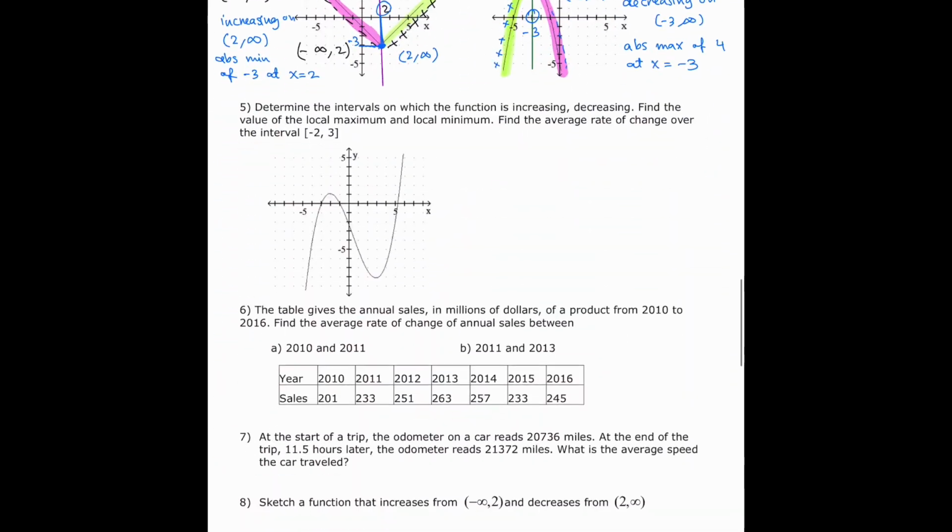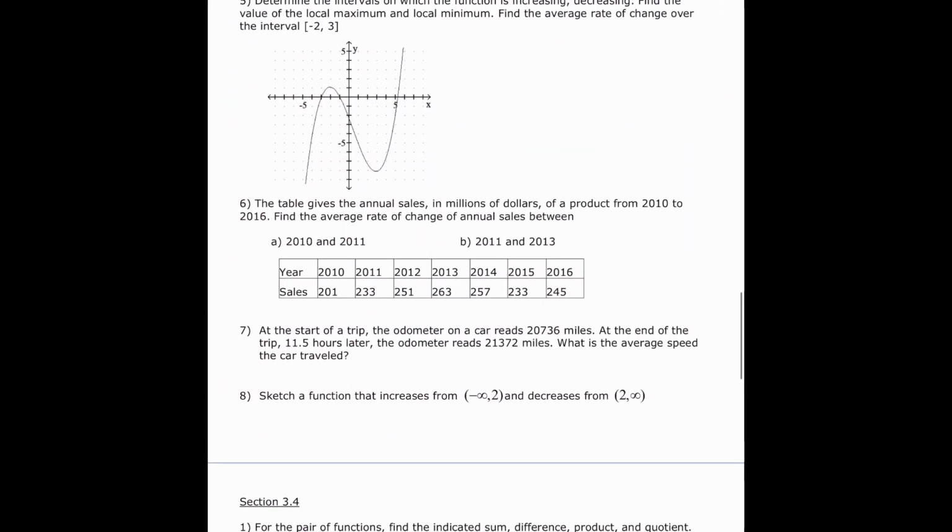Section 3.3, question number 5. Determine the intervals in which the function is increasing, decreasing. Find the values of the local maximum and local minimum. Find the average rate of change over the interval -2 to 3.